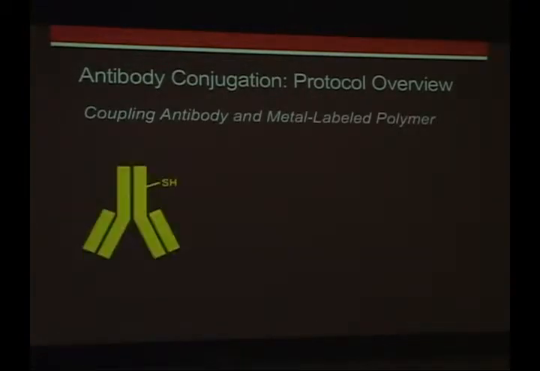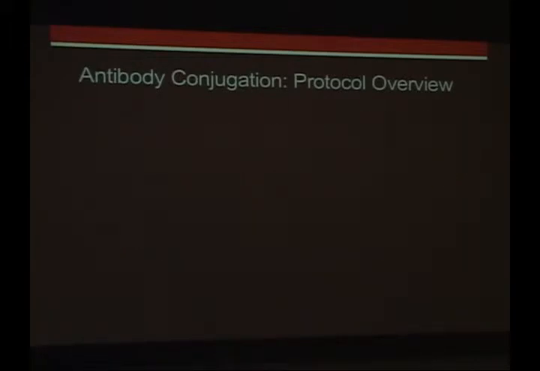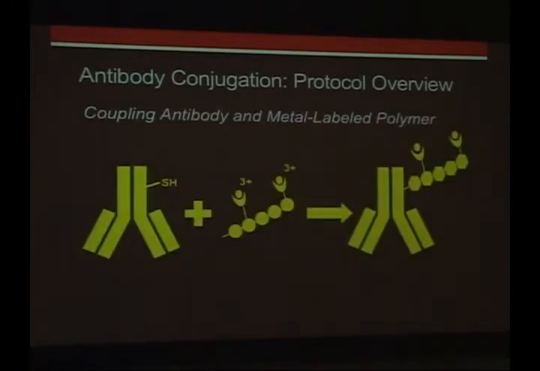And then the last step is to couple our partially reduced antibody with that metal-labeled polymer, again producing our conjugated antibody, which is then ready to be used for the remainder of the mass cytometry workflow.